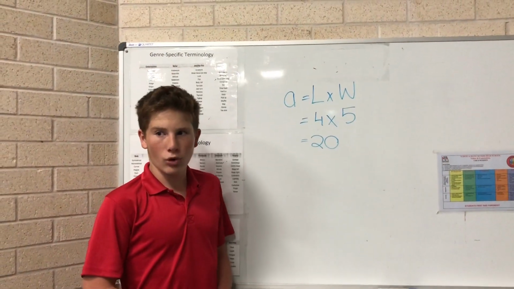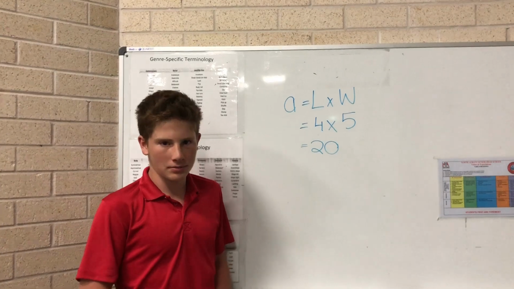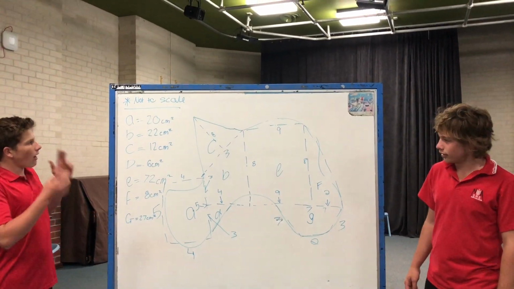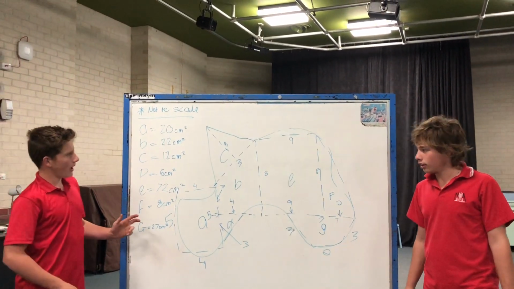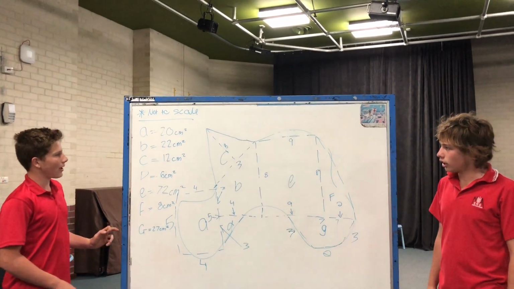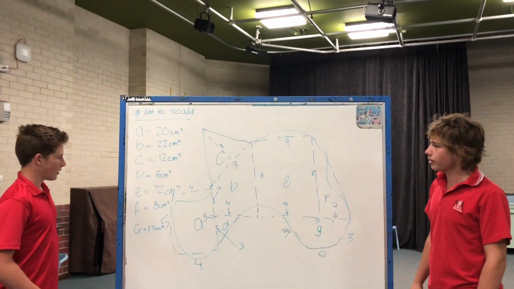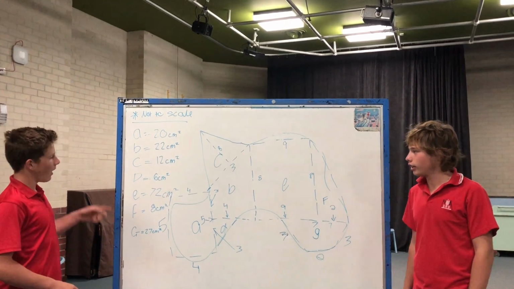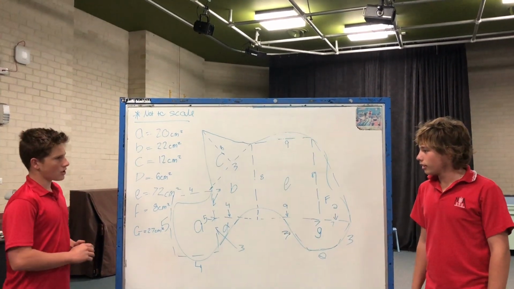Now I'm going to find the area of all these shapes from A to G. As you can see, I found all of the areas for each shape in centimetres squared. So is that the area of the shape? No, I've got to add them all together to get a rough estimation of how large the shape is.